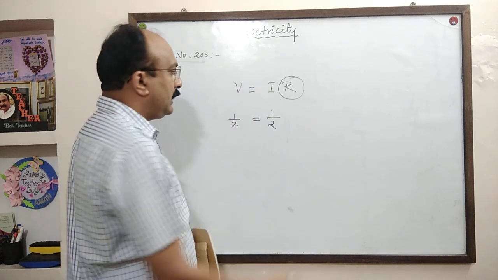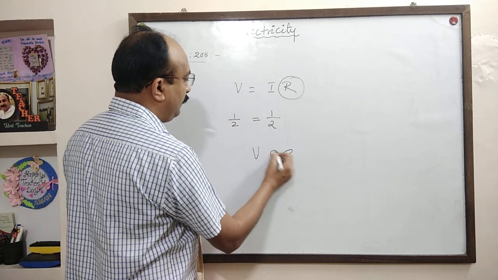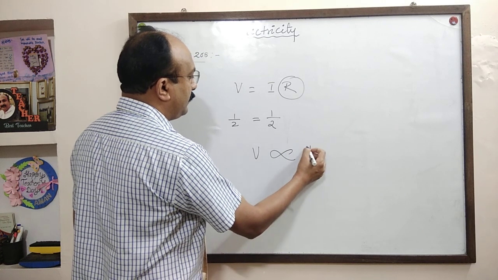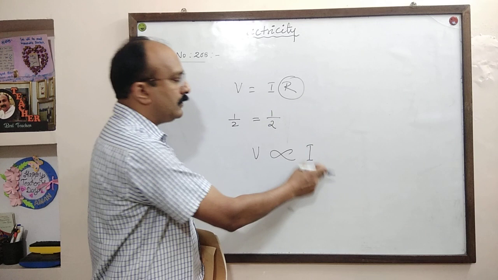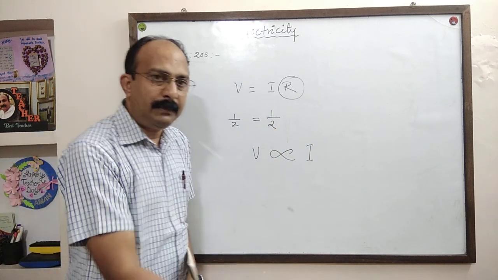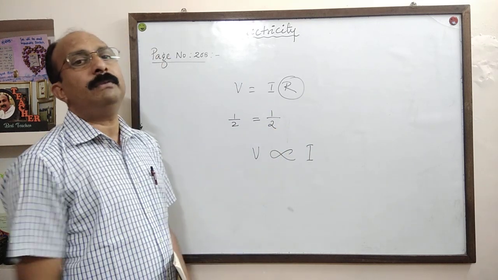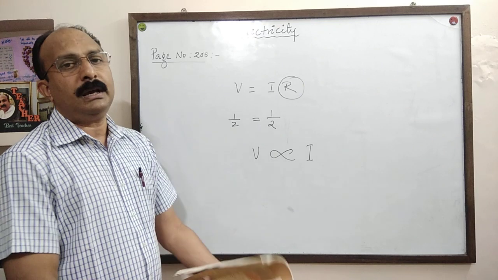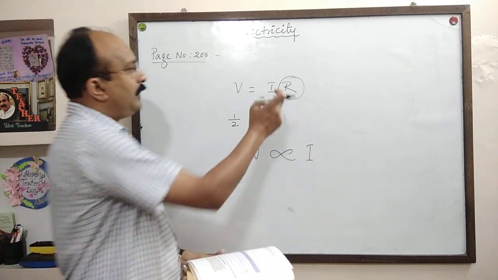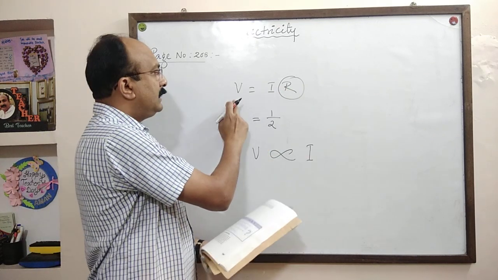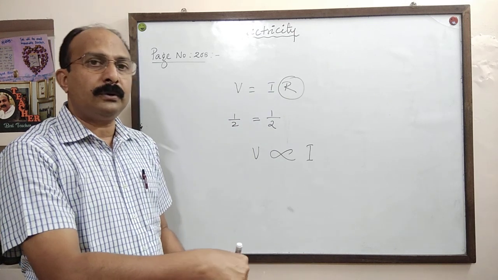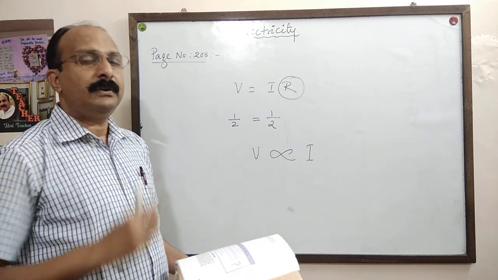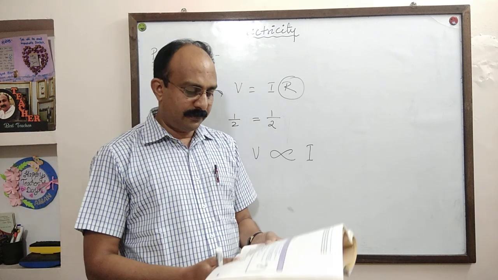Because V is equal to IR, or in other words, V is always directly proportional to I. So if V becomes half, I will also become half. If I becomes half, then V will become half. V and I are directly proportional. So if R remains the same, then whatever happens to V, the same will happen to I also. So if V becomes half, I will also become half.